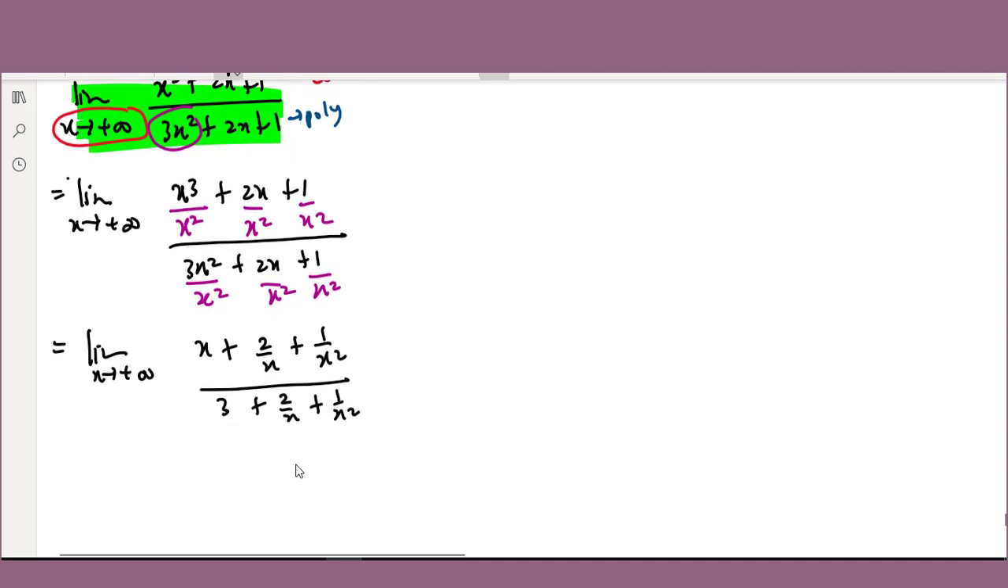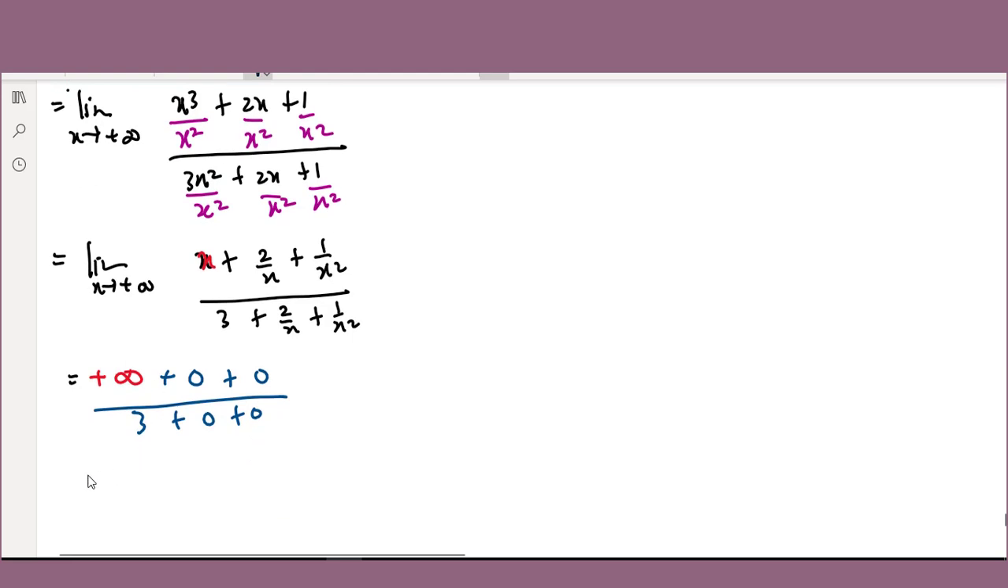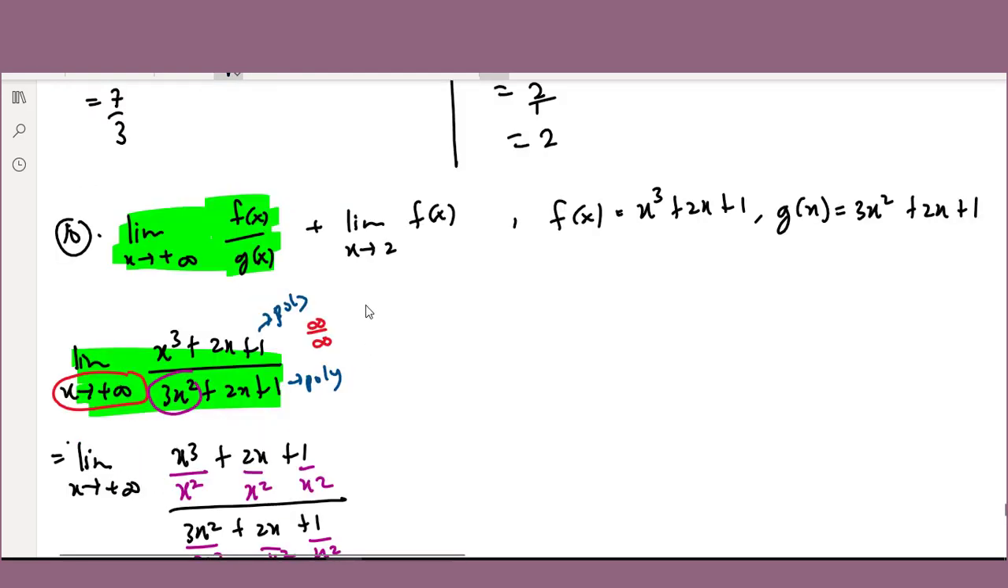Okay, and then substitute the value. Here is x, so substitute positive infinity. If you continue to substitute, 2 over infinity is 0, and 1 over infinity is also 0. So the denominator is 3 plus 0 plus 0. Actually, the answer is positive infinity.